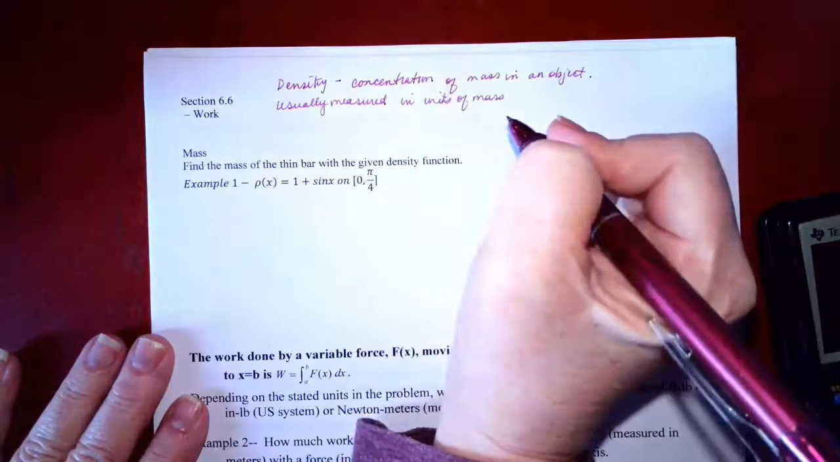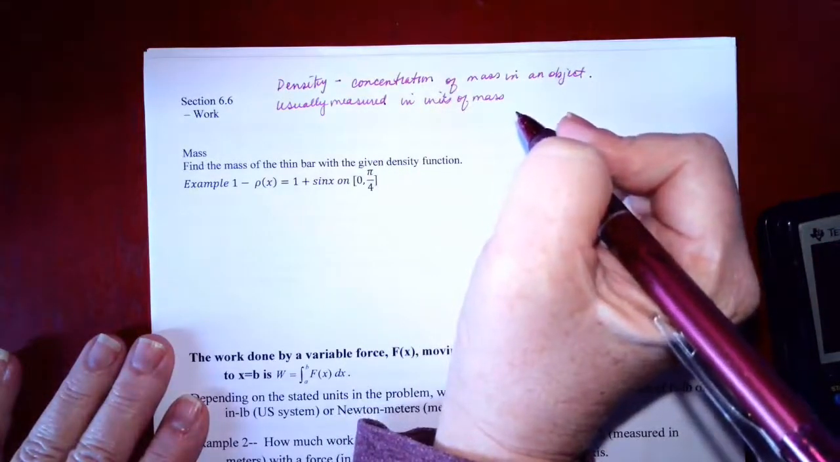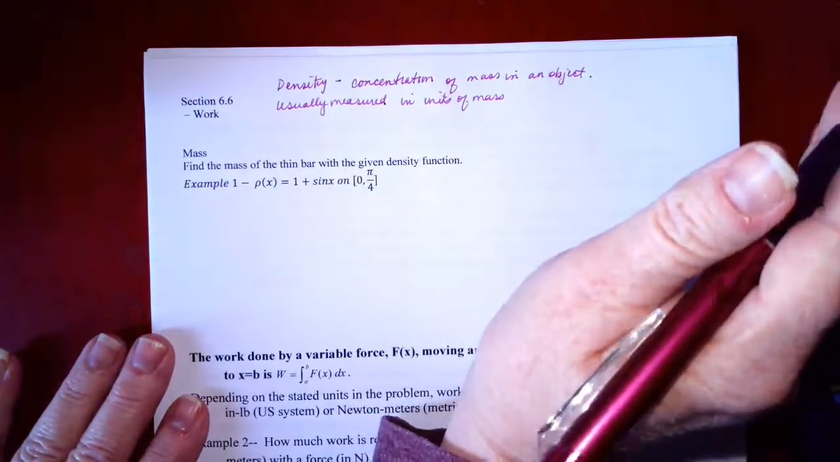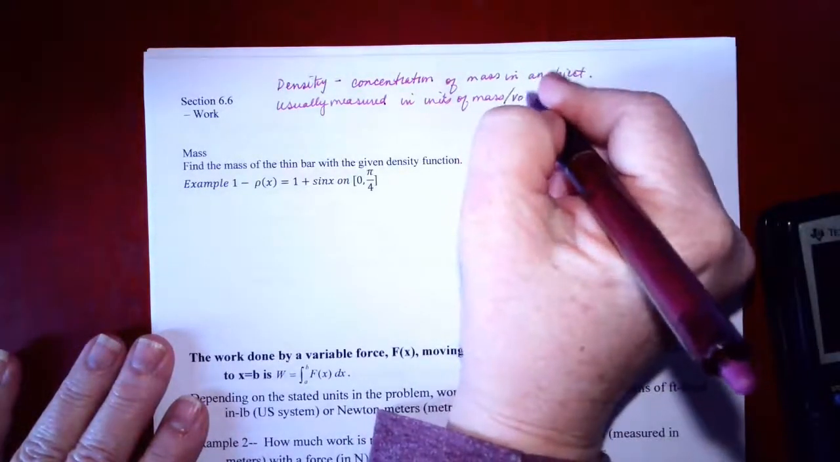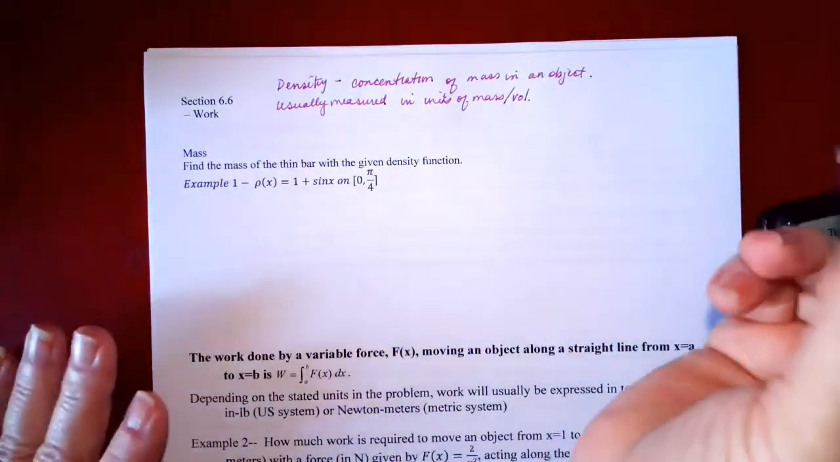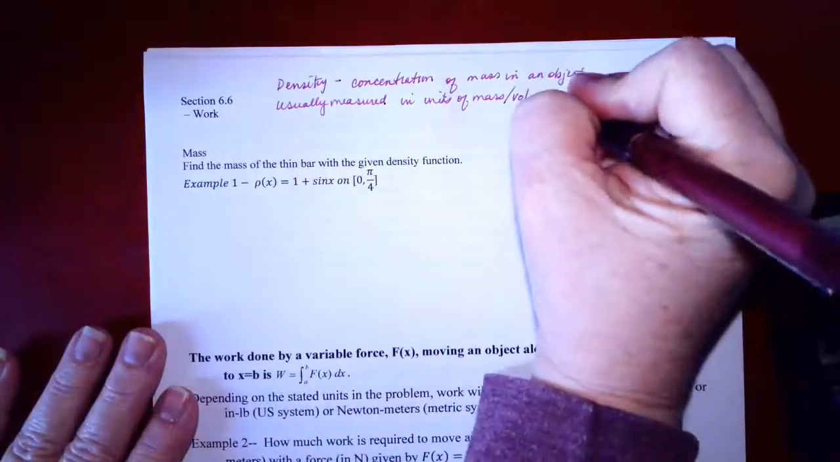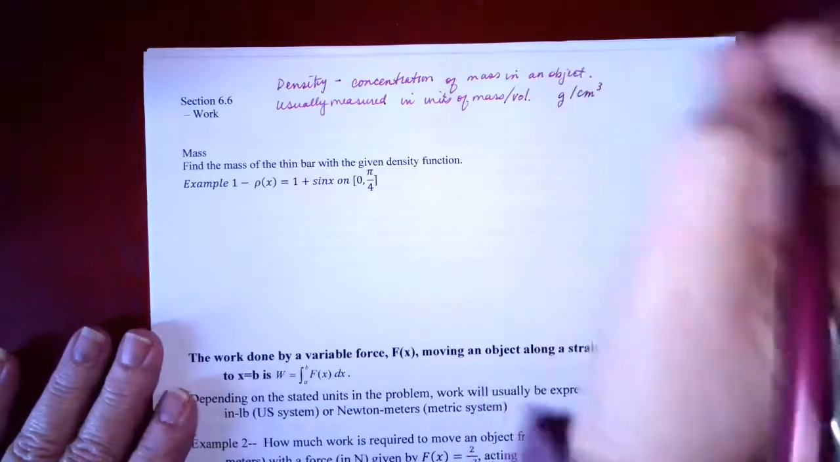Have y'all all just recently had physics and I'm wasting your time here? Are we good? Okay. So we're usually talking about units of mass per volume, something like maybe grams per cubic centimeter or something like that.